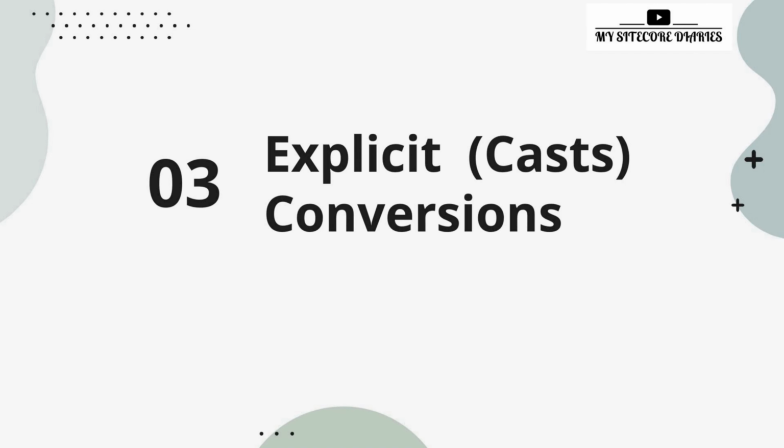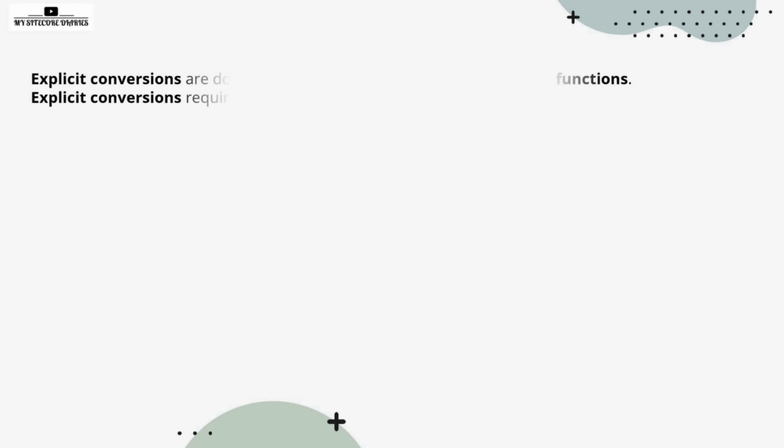Let's see now what is explicit conversion, or casting. Explicit conversions are done explicitly by users using the predefined functions. Explicit conversion requires a cast operator. So explicit conversion is done by a user or a programmer where there is a chance of data loss. If there is a chance of data loss, then the compiler cannot do that conversion, and it will throw an error. So you need to inform the compiler that you want to explicitly do this conversion, and for that you have to use a cast operator.